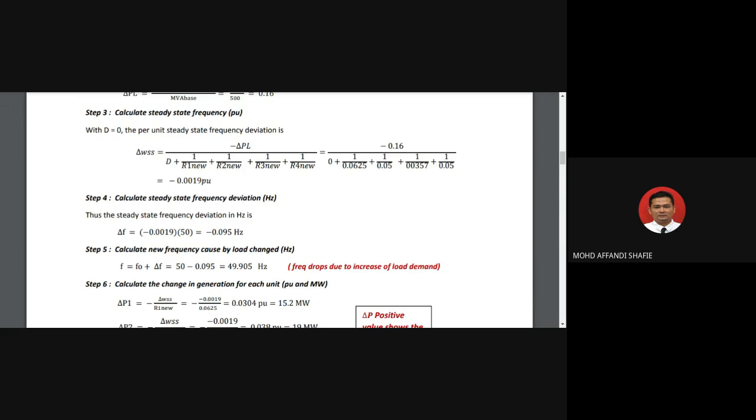And then you go to step 5, you calculate the new frequency caused by load change. Now when the load change happens, we want to know the new frequency value. That's why F is equal to F0 plus delta F. F0 is the old frequency. Our old frequency is 50 Hz, and delta F here is minus 0.095. So 50 minus delta F, you get 49.905. So here you can see that the frequency drops due to the increase of load demand. Is it right? Right, sir. Okay, that is the concept we understand.